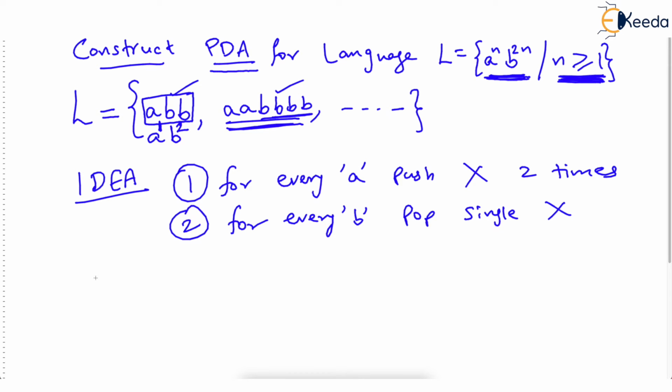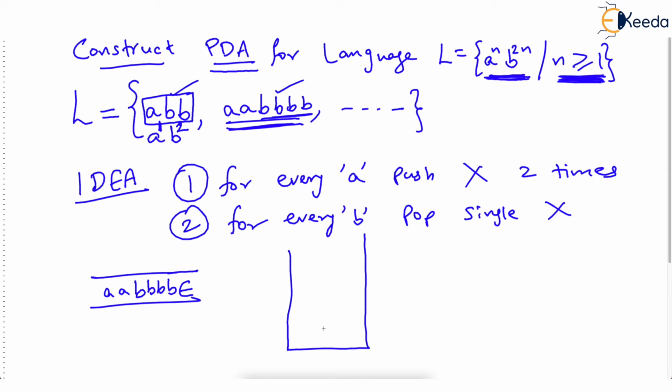So as an example, suppose the input tape is containing 2 a's and 4 b's. You know that this is a valid string because this is a squared followed by b raised to 4 and epsilon to follow at the end of the string. Now we will be using a stack in our PDA, where we will say that the initial symbol is Z0, correct? You recall that the stack is never empty initially. Now we will start reading the first a. When our pushdown automata reads the first a, we will push x 2 times.